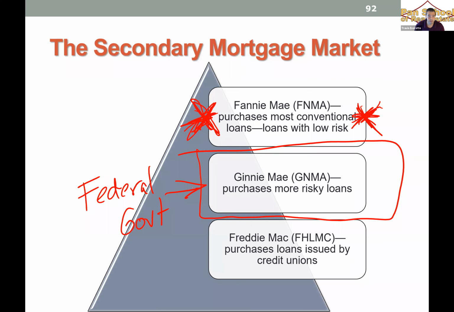Are y'all following me on that thought process? They don't make a loan unless they know they can do what with it. As soon as they close the loan, what do they want to do with it? Sell it. And they won't make it if they can't sell it. So they needed somebody to buy those loans. And that's where Ginnie Mae came into the picture. Ginnie Mae buys what Fannie Mae won't buy. Not everything. They don't buy complete garbage. But they buy loans that are significantly more risky.